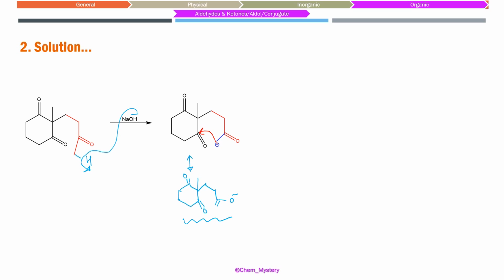Both are going to be exactly the same unless we have some other group present on other positions in this particular ring. If you have a methyl group here or an ethyl group here, then it could have made a difference. Here they are essentially the same. Now, as the carbonyl attacks onto this carbonyl group, we have this intramolecular aldol reaction taking place. So here there is a new carbon-carbon bond formation taking place like this.